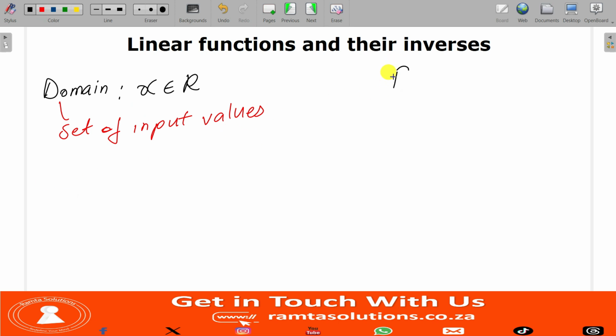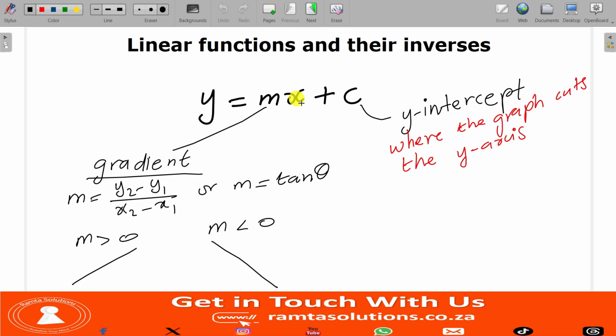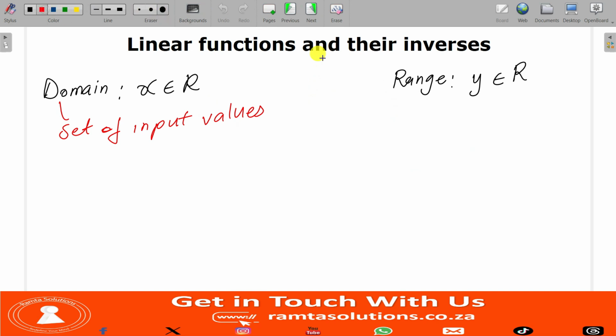Now let's look at the range. For a linear graph, any y value you can think of will give you an x value. When we talk of a range, we're talking of the set of output values. So here we're looking at y values from the lowest y value to the highest y value, while for the domain it is the lowest x value, the most negative, to the most positive. This is all that you need to know regarding your straight line graph, otherwise your linear function.